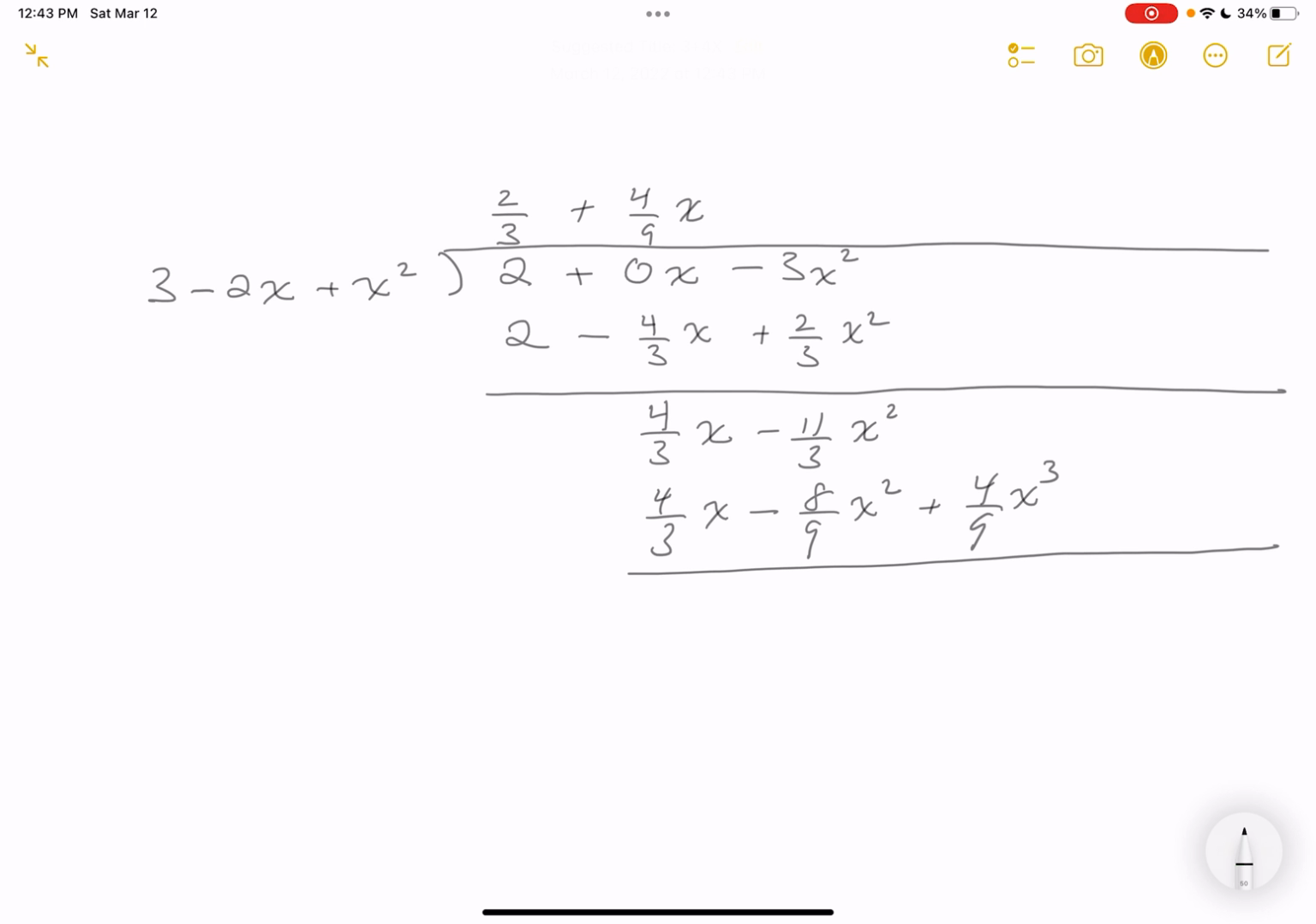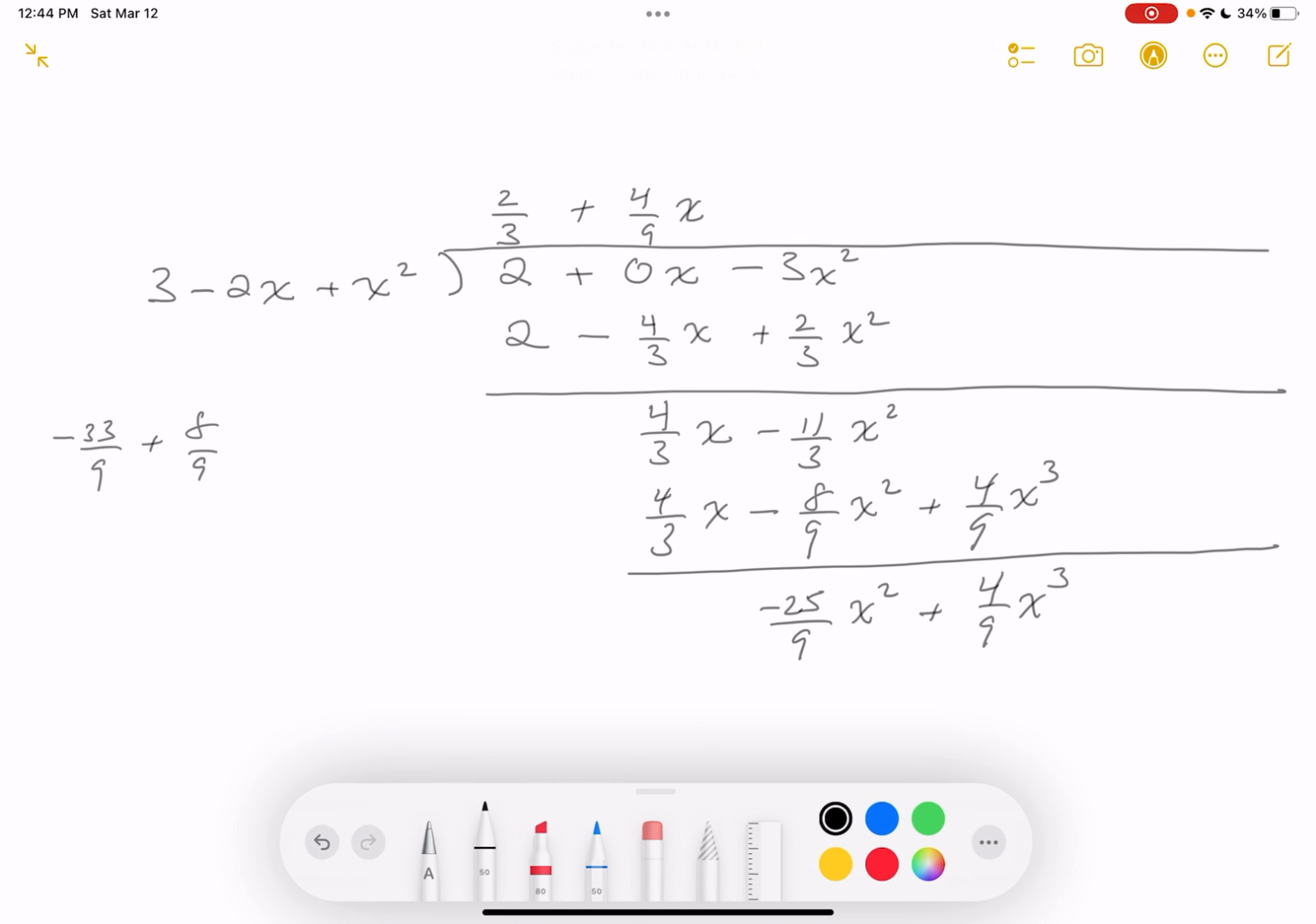I need to subtract, and yep, same problem. I have to do common denominator. So it's minus 33/9 plus 8/9. Just doing the coefficients, by the way. And that's going to give you minus 25/9. I'll drop the place down. And yeah, it's time consuming. I only got 2 terms at this point. I got to plow forward and get more, at least 5, they said. So let's keep going.